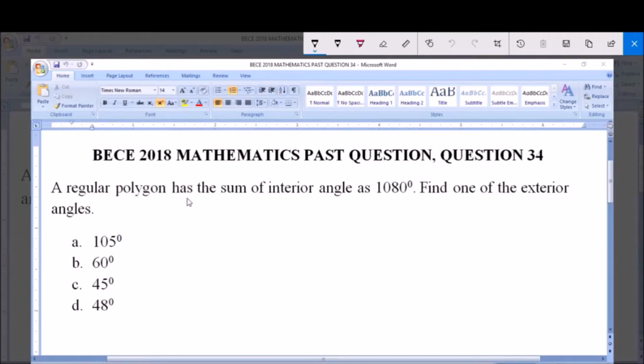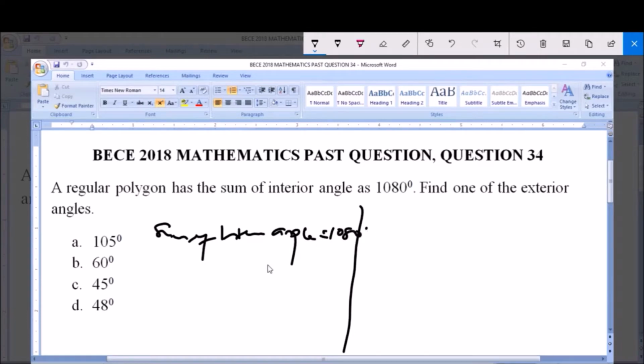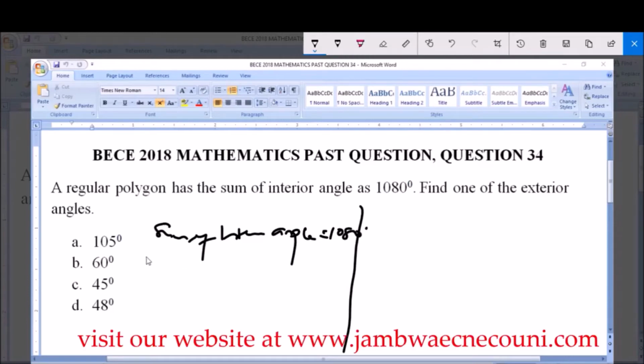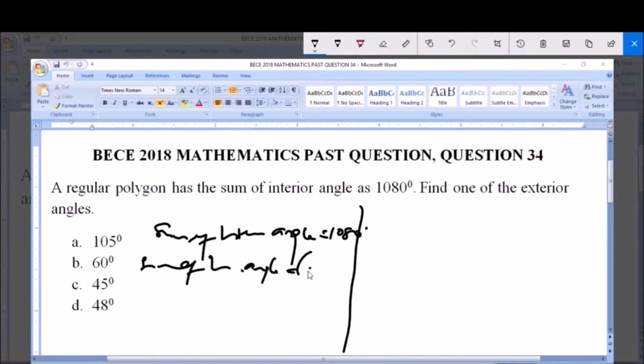So, a regular polygon has the sum of interior angles equal to 1080 degrees. And like we know, the formula for finding the sum of interior angles is equal to n minus 2 times 180, where n stands for the number of sides of the polygon. We are given that the sum of the interior angles of this polygon is 1080 degrees.